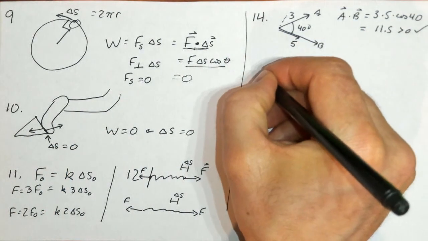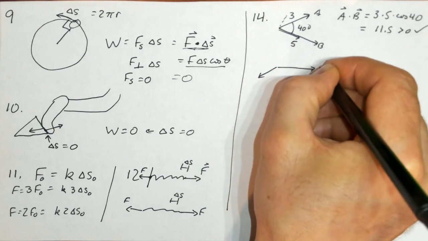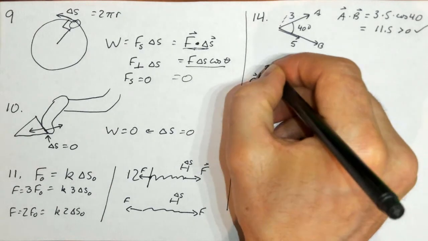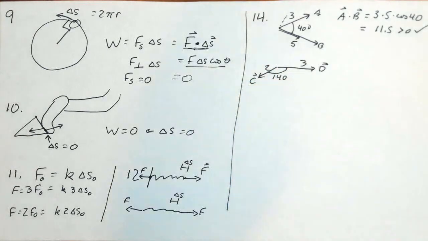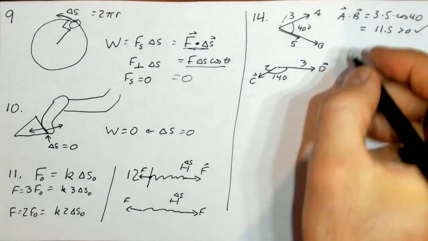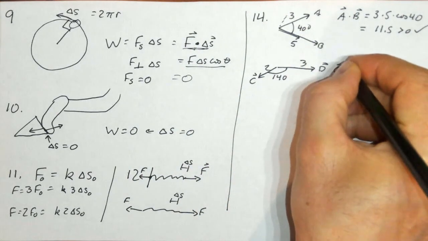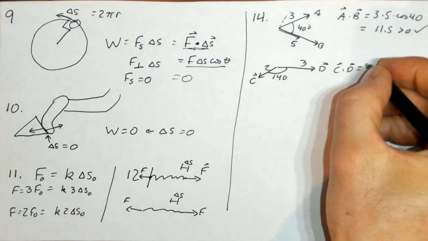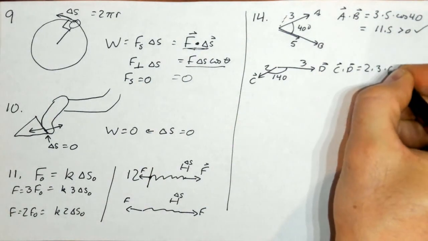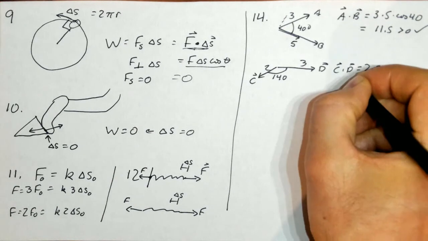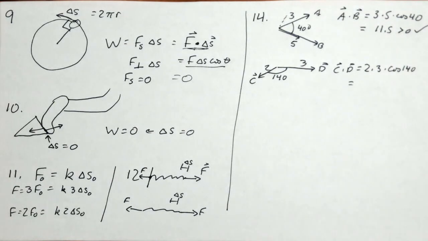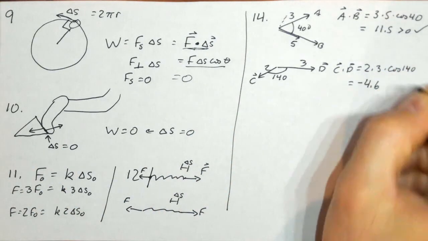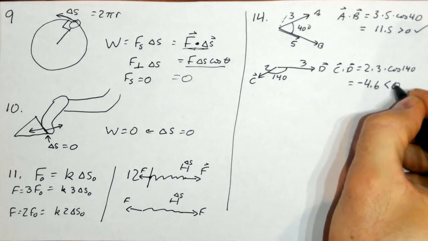We have a vector C and a vector D. C is length 2 units, D is 3 units, and they make an angle of 140 degrees with respect to each other. Okay, so if we do C dot D, what does that equal? It should be 2 times 3 times cosine of 140, and the number you get is negative 4.6. That's less than 0. Should it be?